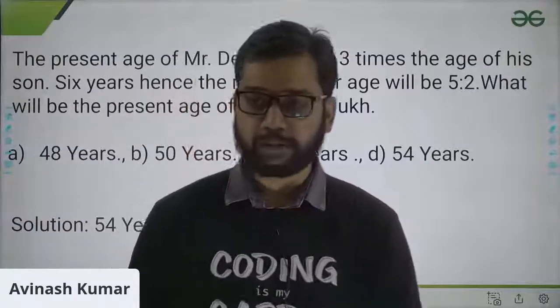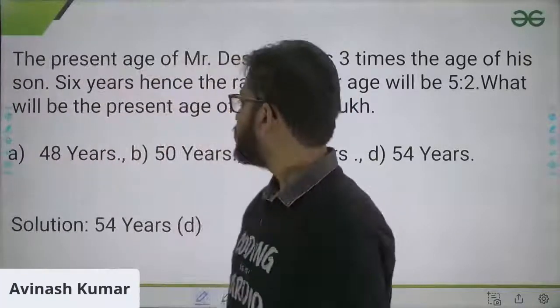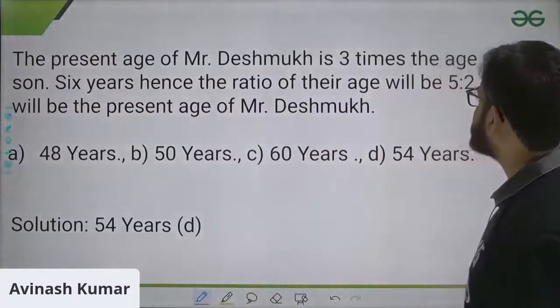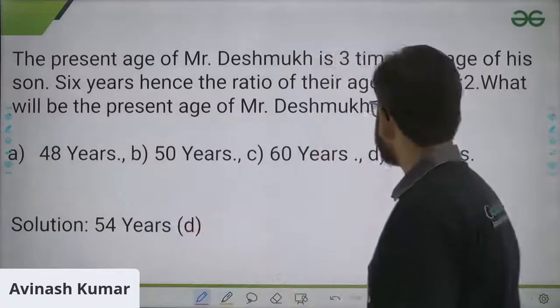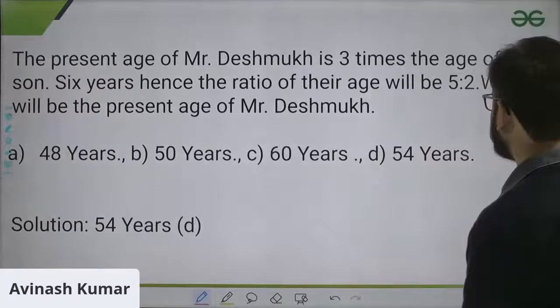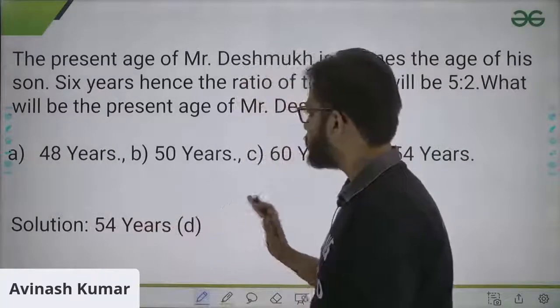Anything? Do you have anything? I'm coming to the chat box. Okay, everything is fine. Now see, the another question is like, the present age of Mr. Deshmukh is 3 times the age of his son. 6 years hence the ratio of their age will be 5:2. Then what will be the present age of Mr. Deshmukh? Okay, so here it's an age ratio, age question.